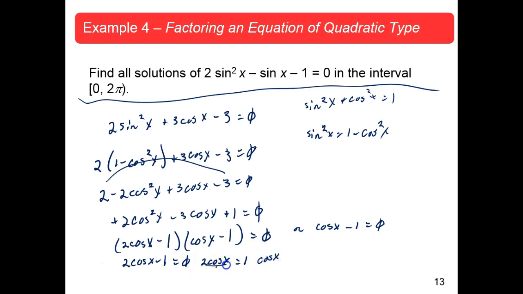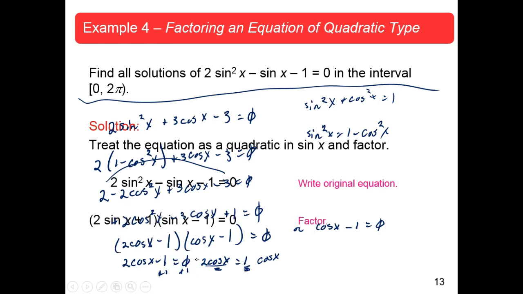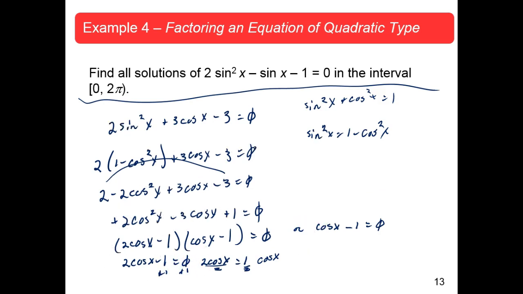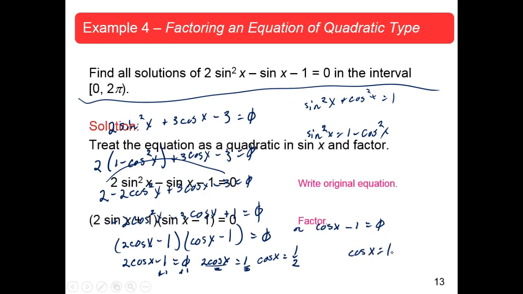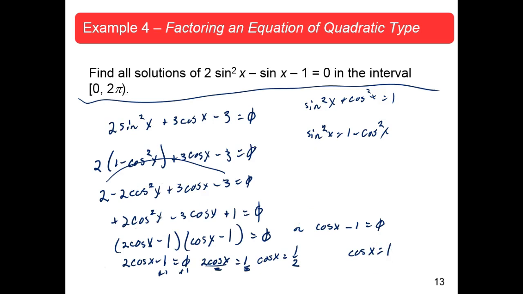Divide both sides by 2. What he did here was add 1 to both sides. And then you divide by 2. And what does that give you? Okay, cosine x equals 1/2. And the other one gives you cosine x equals 1.